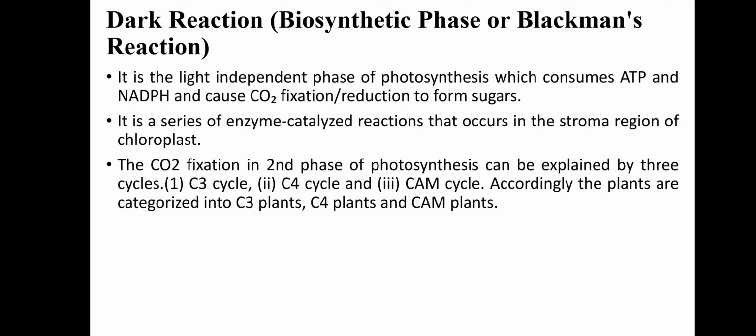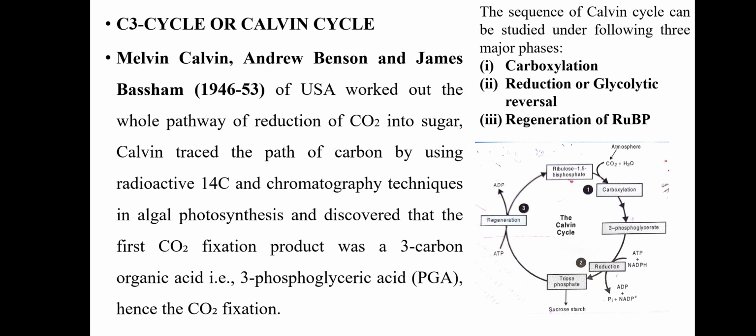CO2 fixation is the second phase of photosynthesis and is explained by 3 cycles: the C3 cycle, the C4 cycle, and the CAM cycle. In some plants, the first product of this dark reaction is a 3 carbon compound, and those plants are known as C3 plants. They perform the C3 cycle or Calvin cycle, as this whole cycle was discovered by Calvin, Benson and Bassham. This cycle has 3 phases.